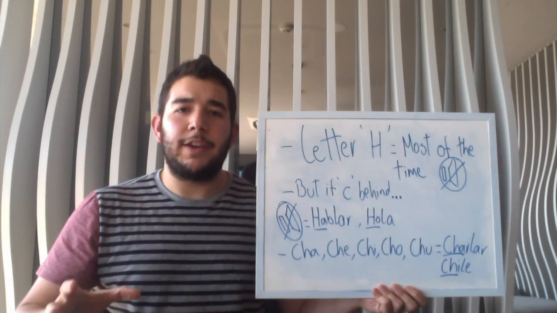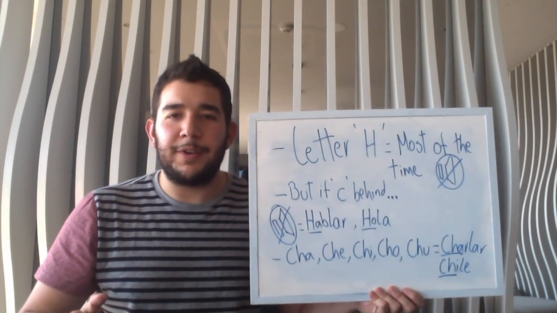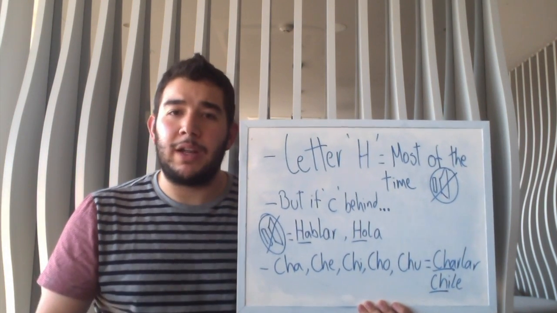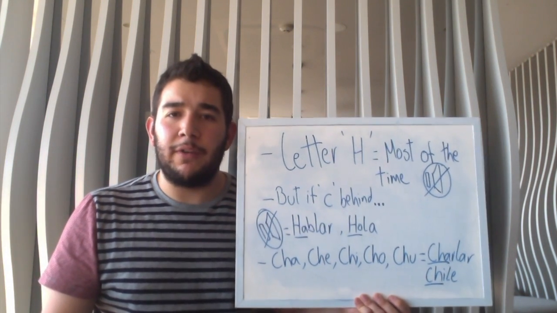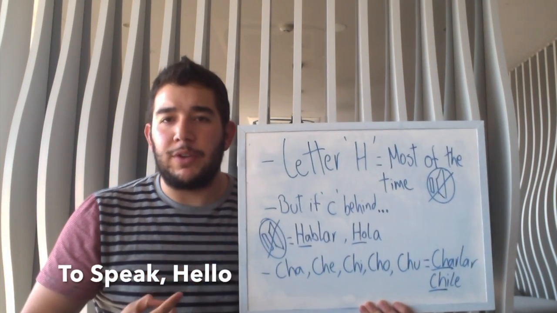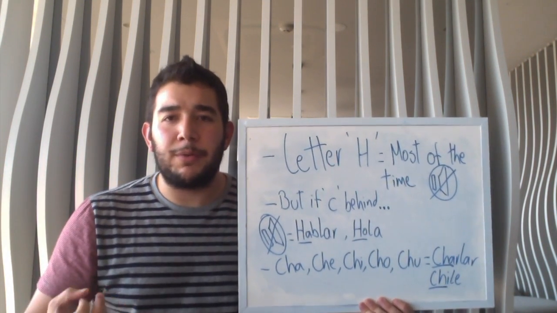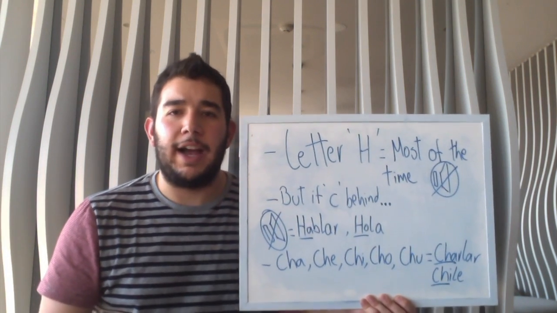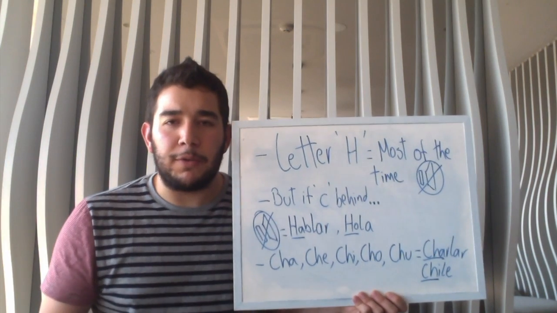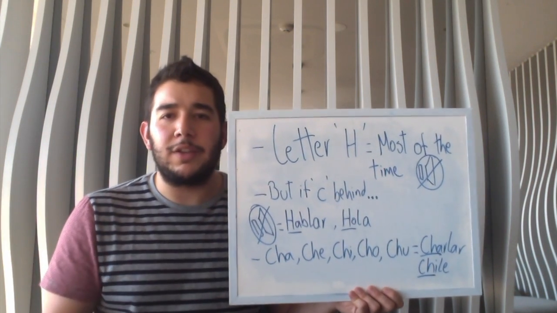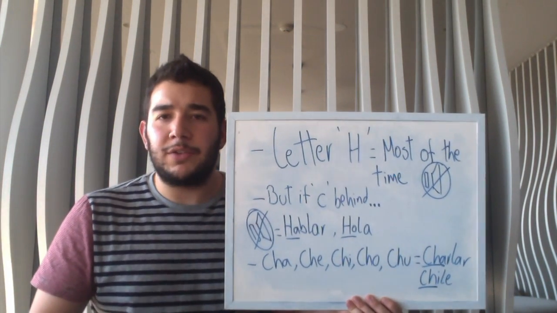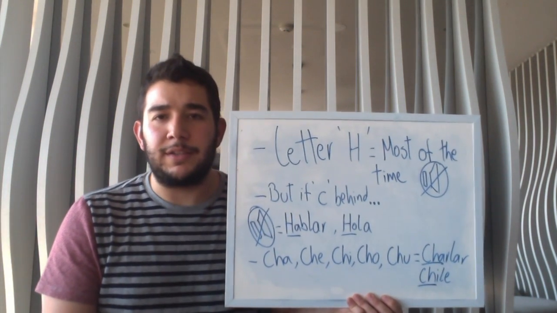Okay, now we have letter H. Letter H is very simple. Most of the time it's mute, which means we actually don't pronounce it. So for example, if we have words like hablar or hola, as you just noticed, I go straight away and say the vowel, I don't pronounce the H. We just read the vowel, like we don't even think the H is there. So whenever you see an H written, don't worry and just pronounce the vowel as it is.